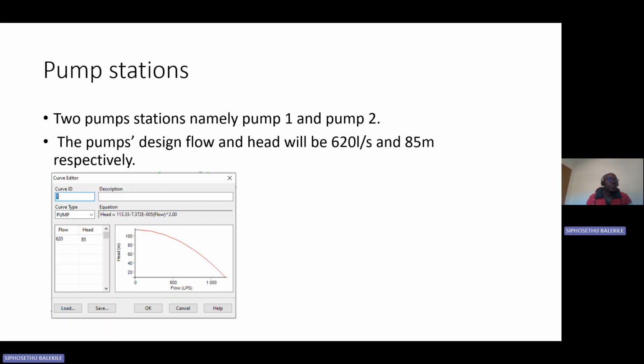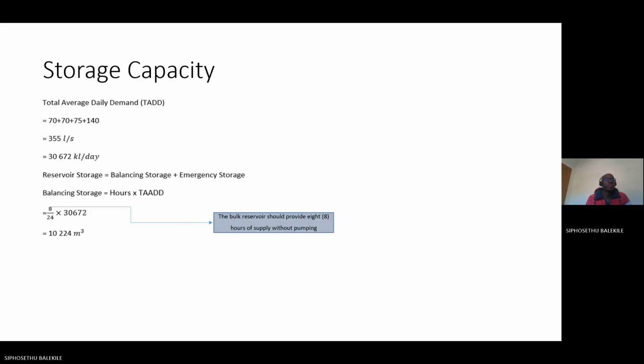And the pump design flow and head will be 620 liters per second and 85 meters respectively. And below that is an image showing the pump curve. The next slide will be the storage capacity.